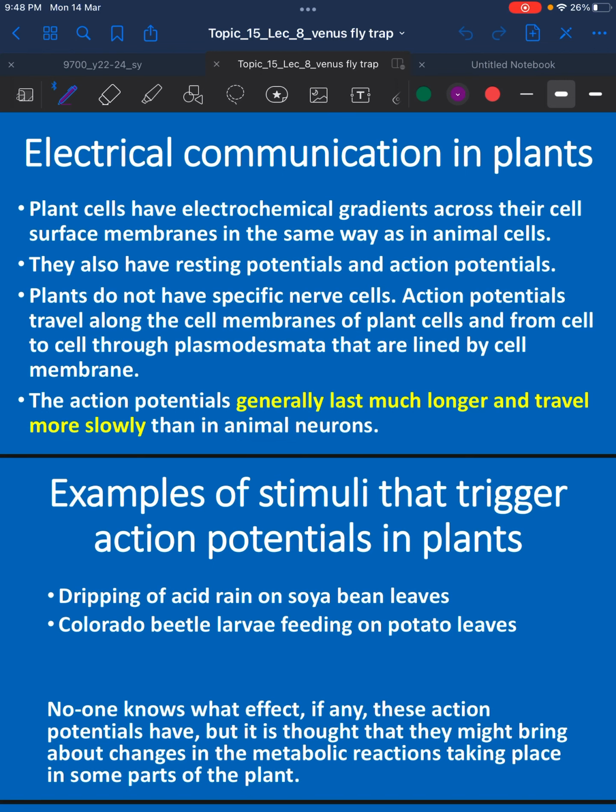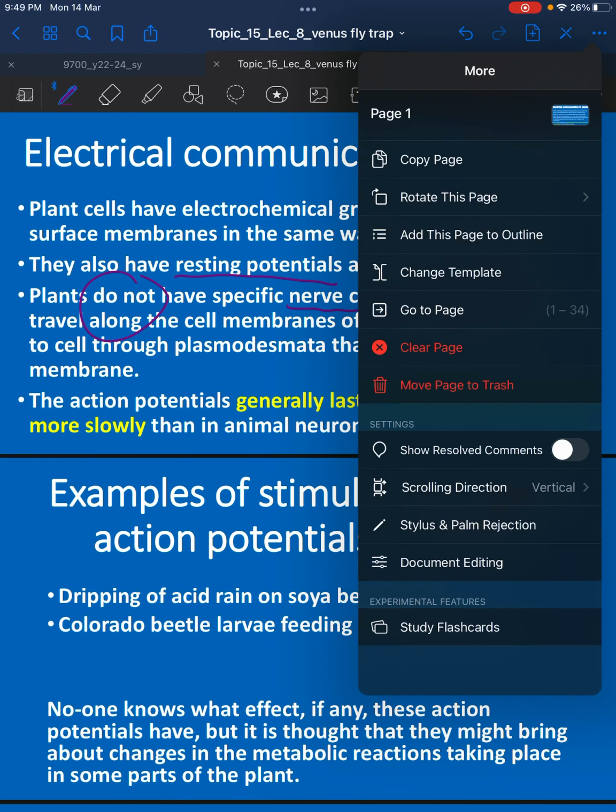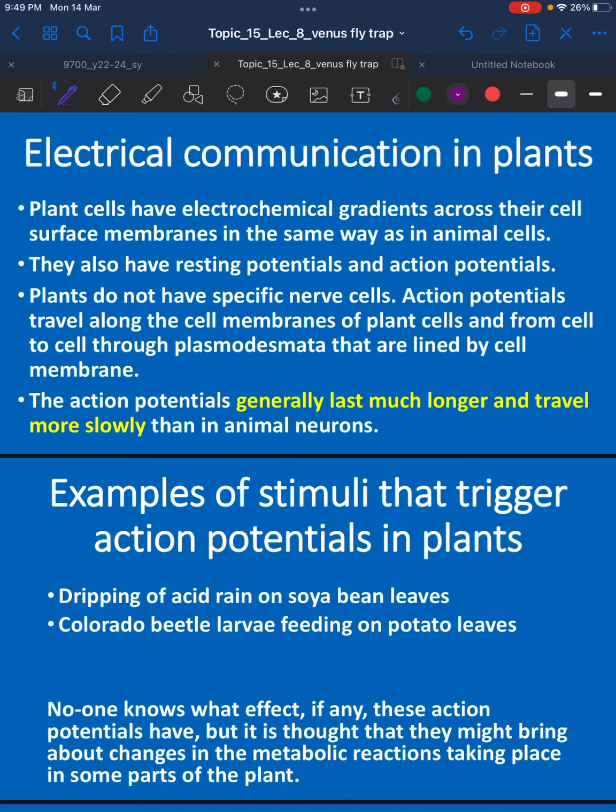Let's look at some background on electrical stimulation of the plant. Plants also have resting potential and action potential, but they don't have neurons like in animals. Plants do not have neurons or nerve cells. So they travel along, and this is a very, very important point.